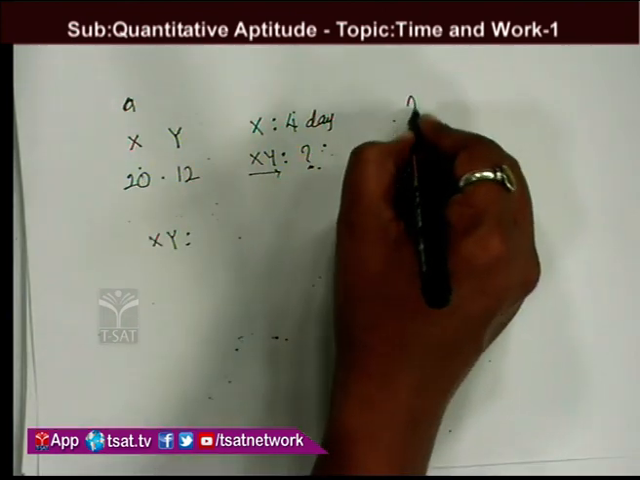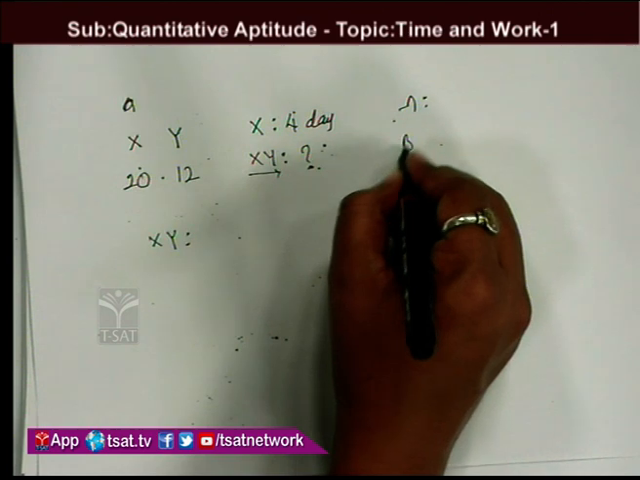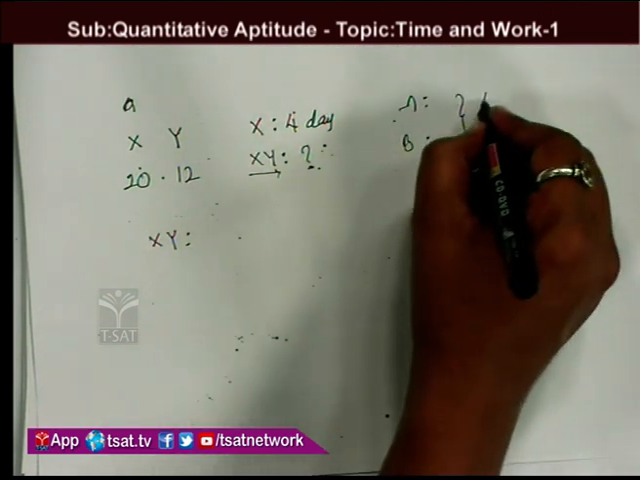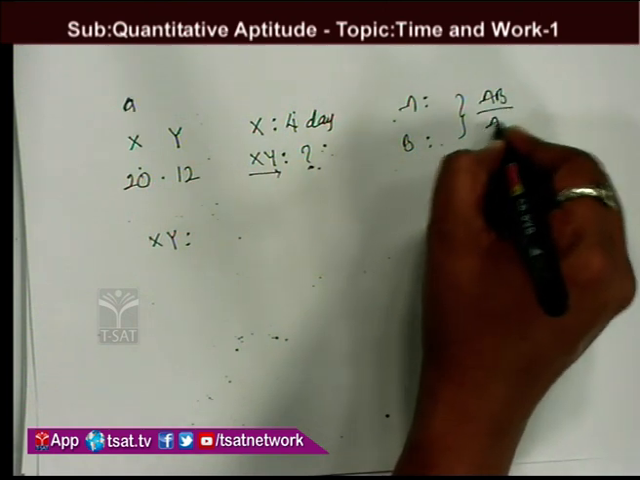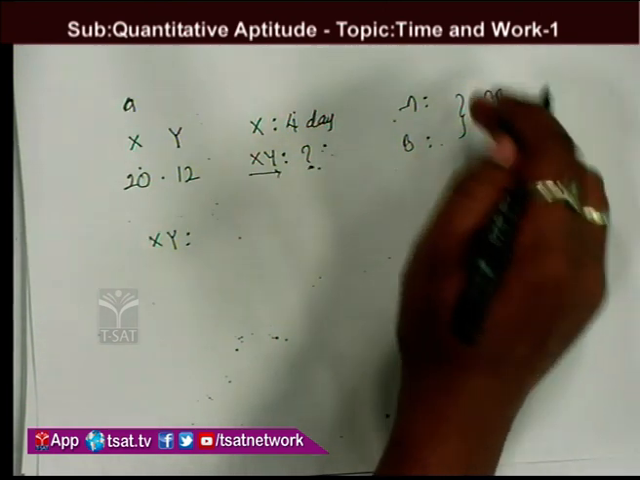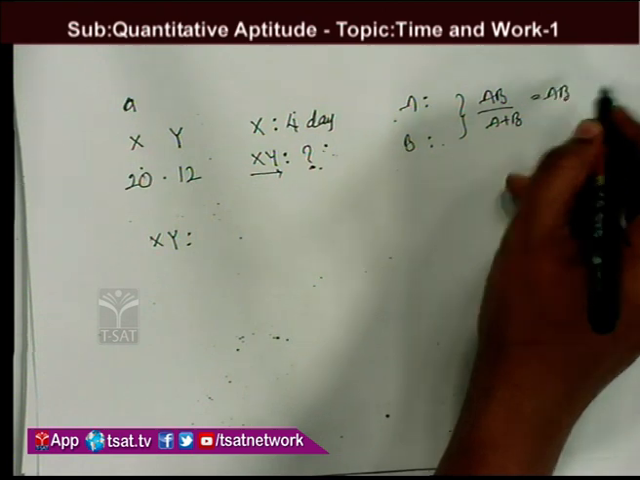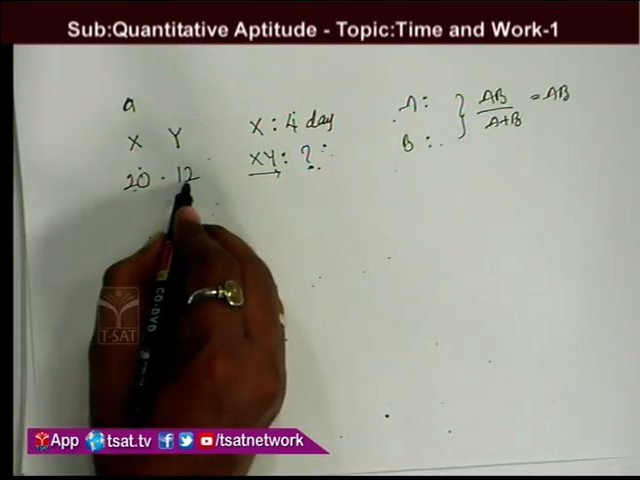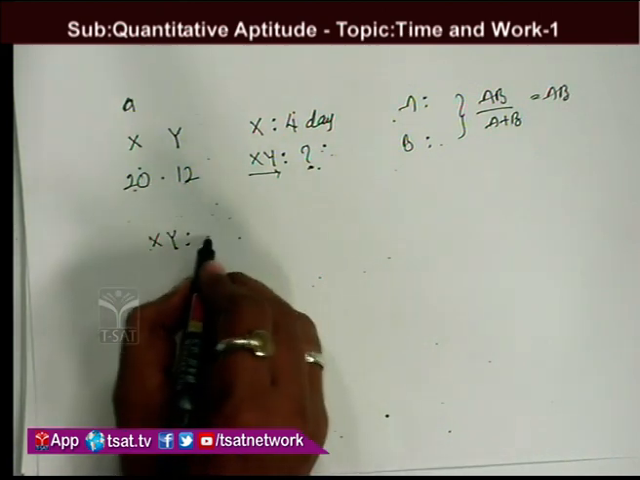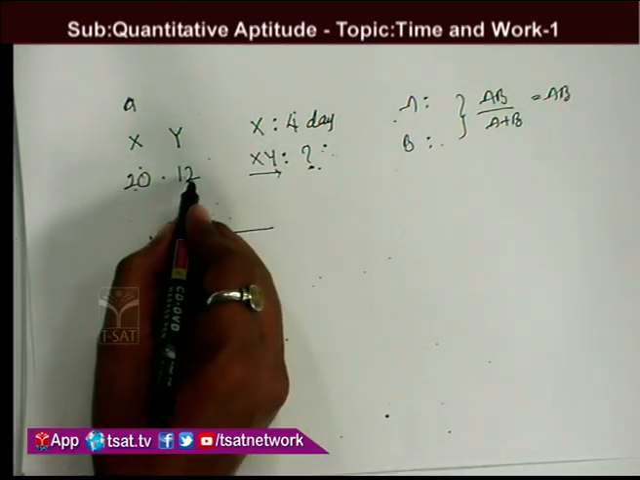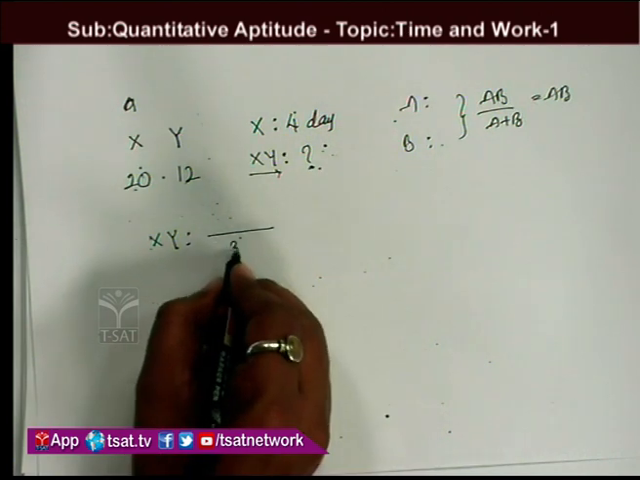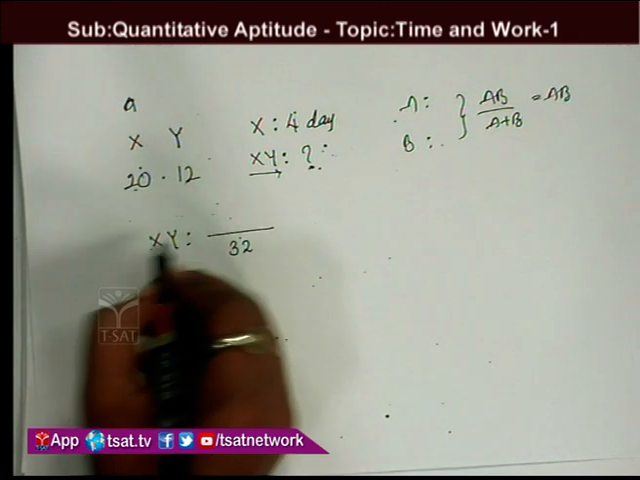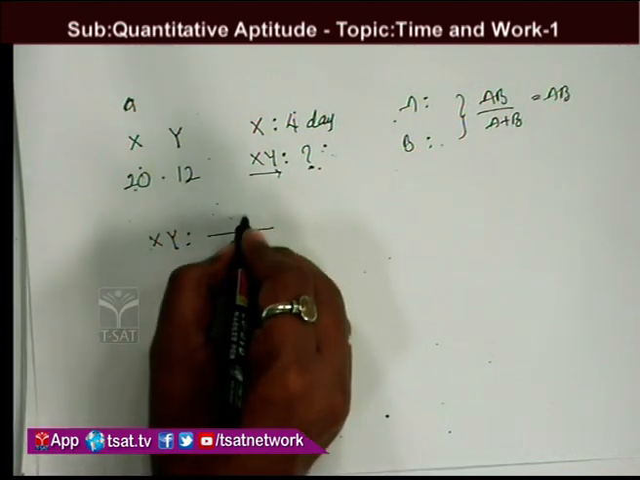At the beginning of the class, we discussed A and B working together. When we have the two values, A plus B working together gave the working days of AB. So, X and Y working together, that is multiplication by addition. Addition means 20 and 12 working together, that is 32 in the denominator. See this X and Y, Y is 12 days.